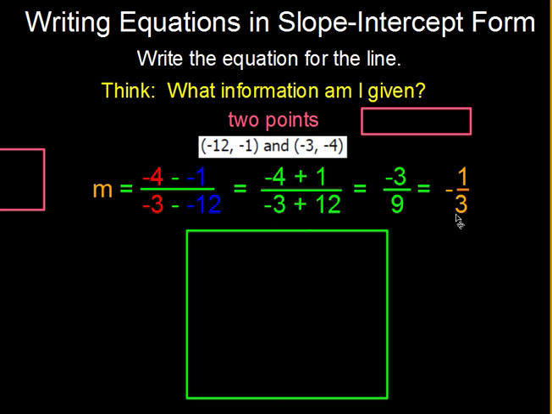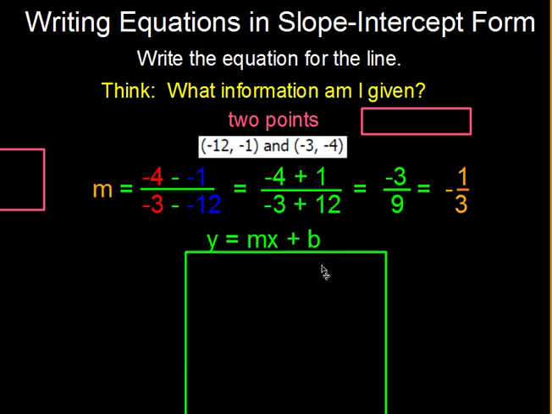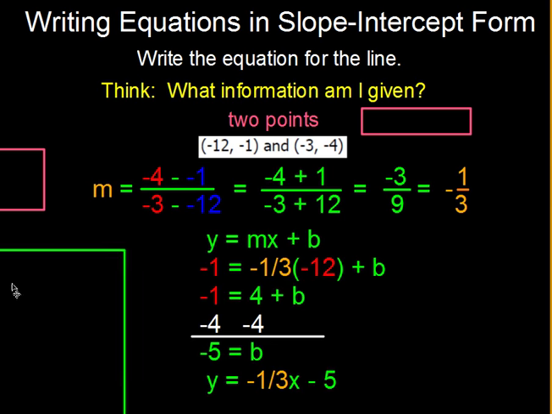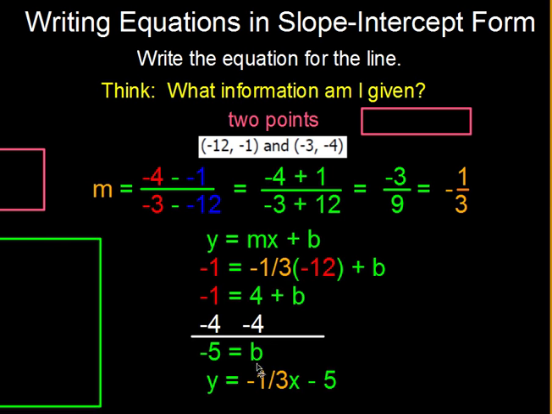So now we have the slope, and we can choose either point to substitute in to find the y-intercept. Here's our formula. We are going to substitute in the point -12, -1 for the x and y values. And once we simplify everything, we find that b is -5. And so our equation for the line that contains those 2 points is y equals -1/3 x minus 5.